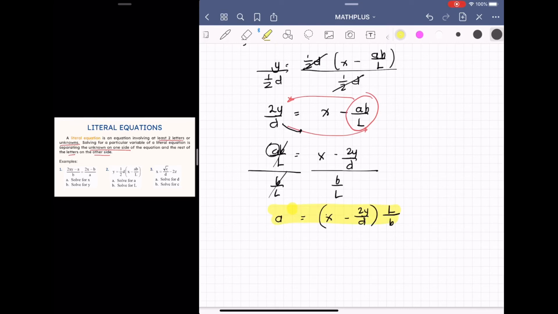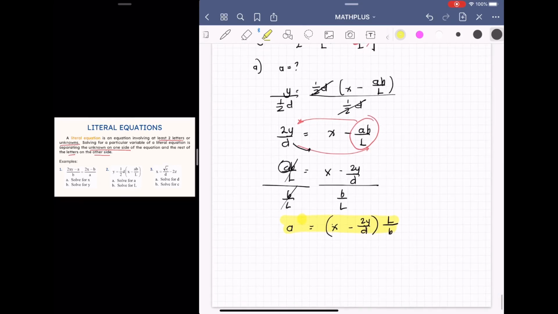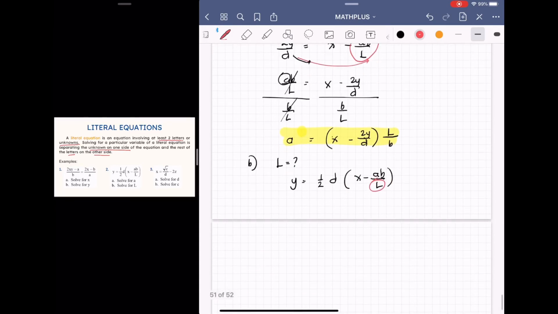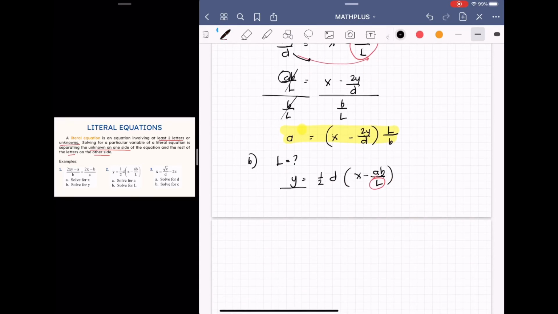Okay. Next, if instead we are being asked to solve for L, so letter b, we're solving for L, and that is y equivalent to 1/2 d times x minus ab over L. So our target is to be able to solve for L. So I'll do the same process we previously did. That is, I'll divide first both sides by 1/2 d.